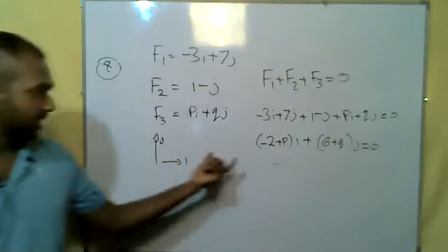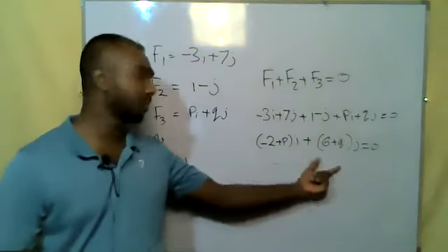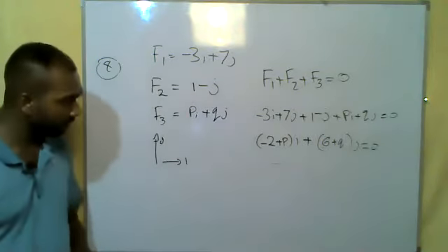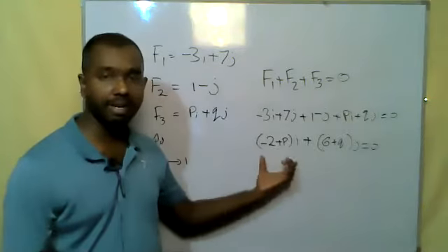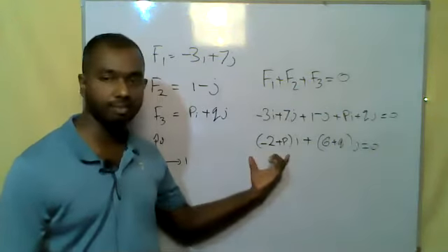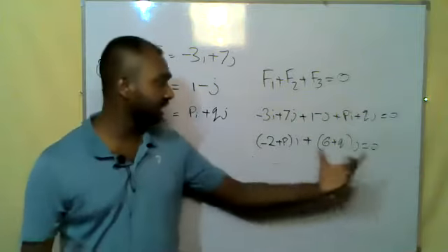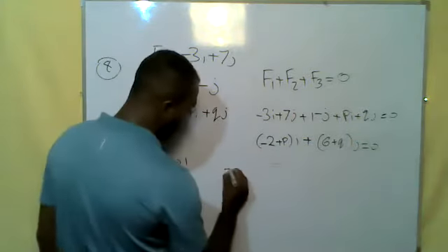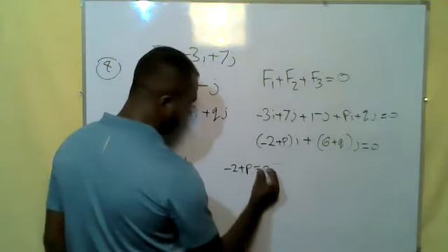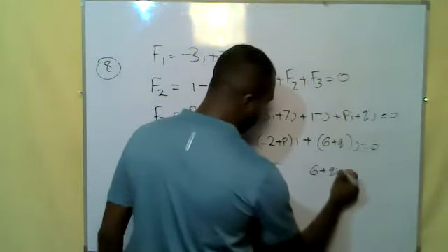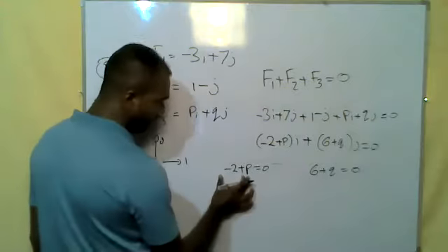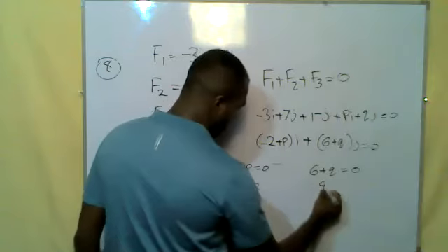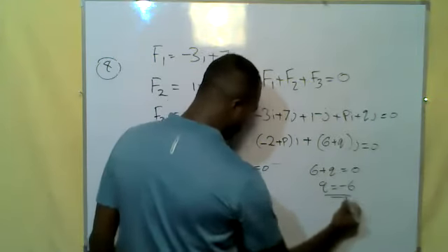When we get an equation like this, where the sum of the i and j components is equal to 0, what can we say? We can separately equate the coefficient of i to 0 and the coefficient of j to 0. So now we can write minus 2 plus P should be equal to 0, and 6 plus Q should be equal to 0. If we solve this, P should be equal to 2 and Q should be equal to minus 6.